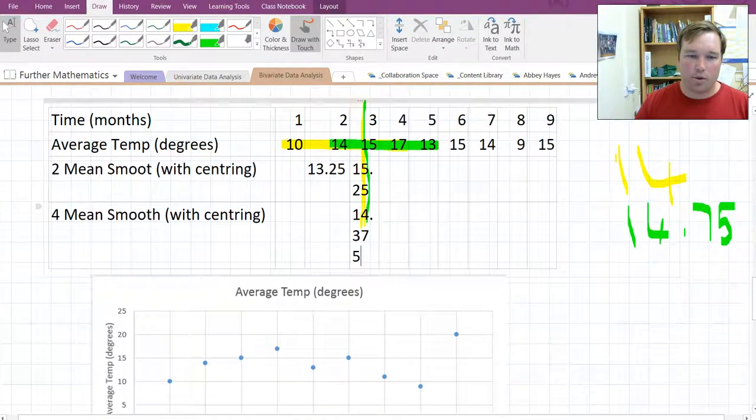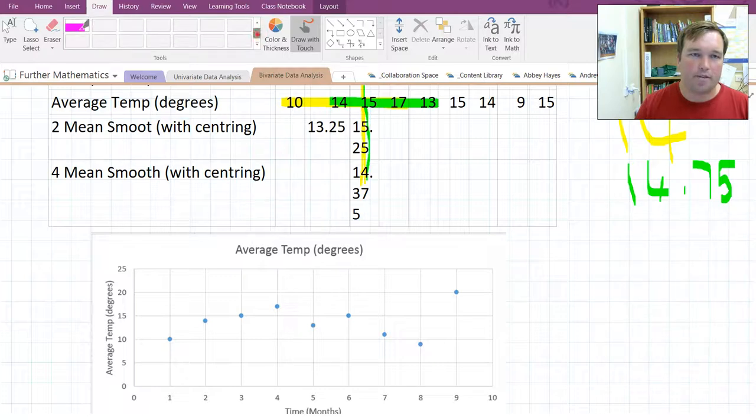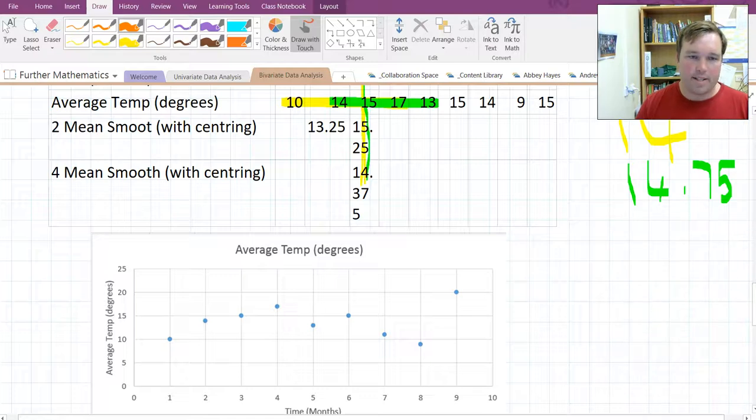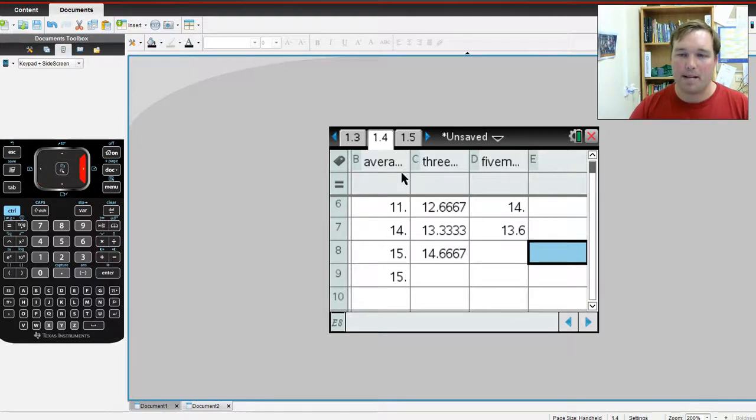Now you can be asked to plot or smooth these by hand. So this is our temperature plot here, which is lovely and smoothed, that is the raw data. If we want to plot the smooth data, the 2 mean smoothing centered on month 2 becomes 13.25. So we would put a point in here at 13.25. Then centered on month 3 becomes 15.25. So 15.25 is actually slightly up. It is there. And so on. So we can plot these by hand. Also, we can do them in the calculators. So that was our median smoothing from last video.